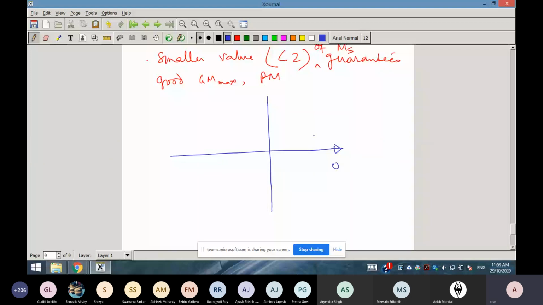So this is your real of L(s). Suppose this is your real of L(j omega), and this is your imaginary of L(j omega). So this is your omega equal to 0, this is omega equal to infinity, and this is your minus 1 point, and this is your unit circle.